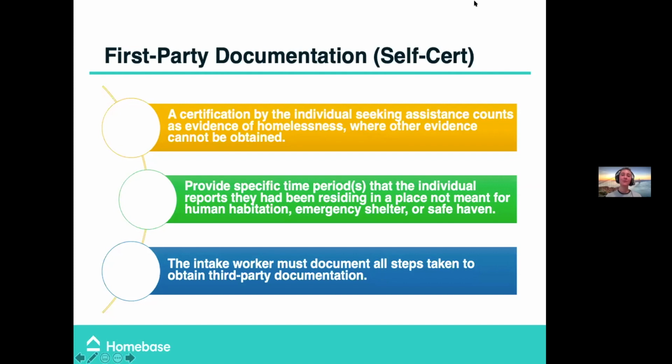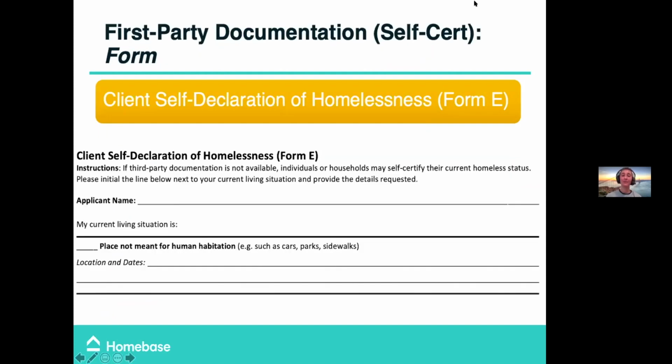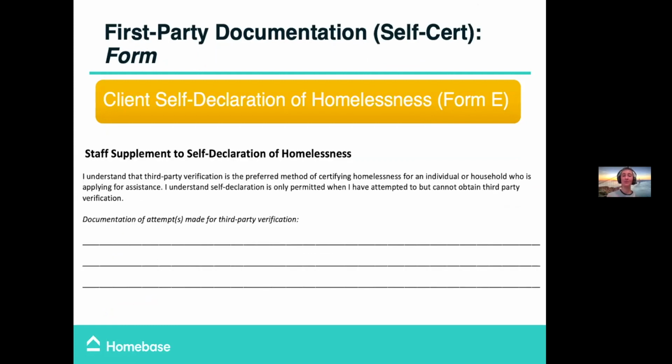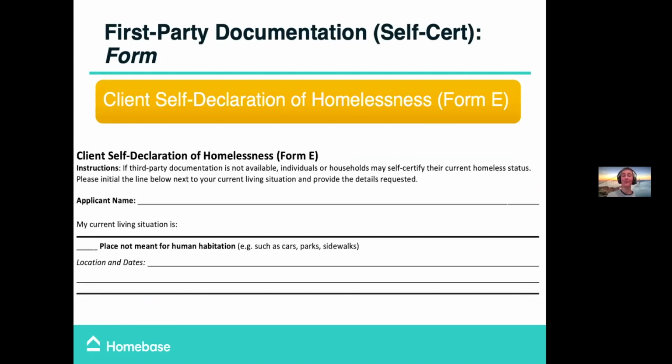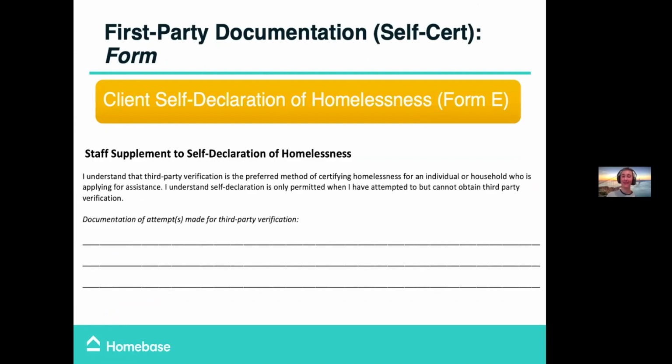The next couple of slides actually show you that self-certification form. We're going to flip through them, but you'll see that the first slide shows the first side. There you go. And then the next slide shows the second side of the form, which is your staff supplement. Make sure that the full form is filled out there. All right, next slide.